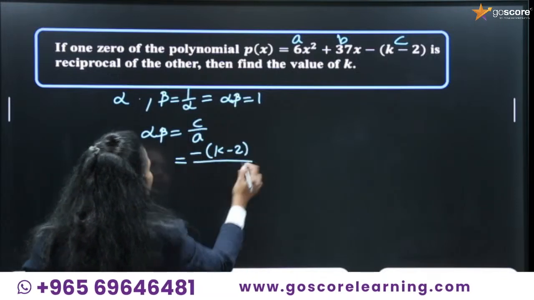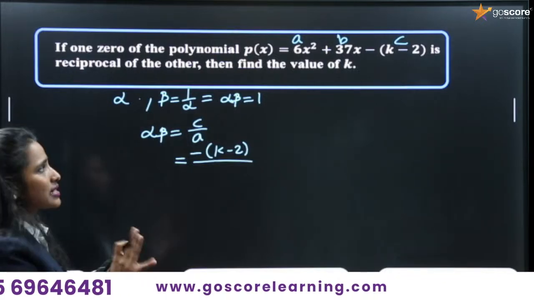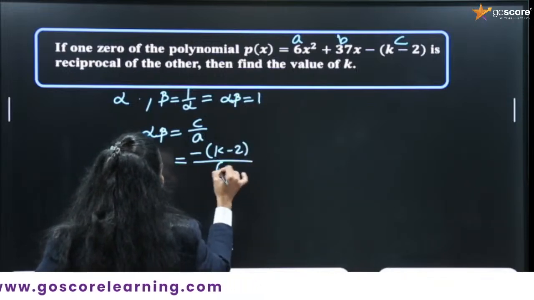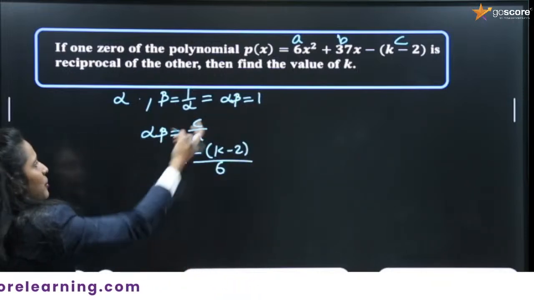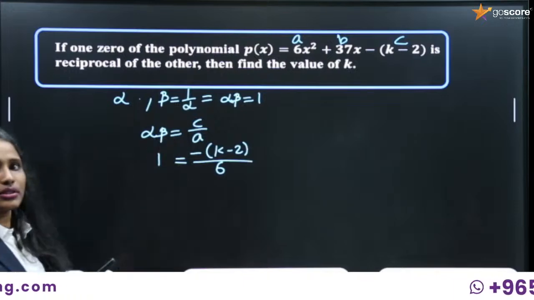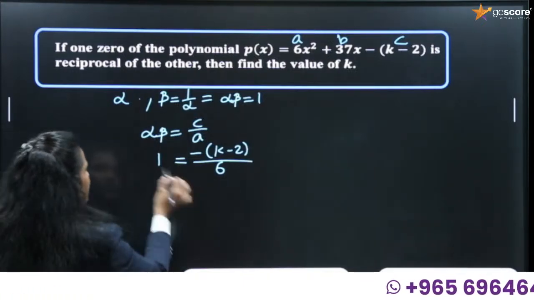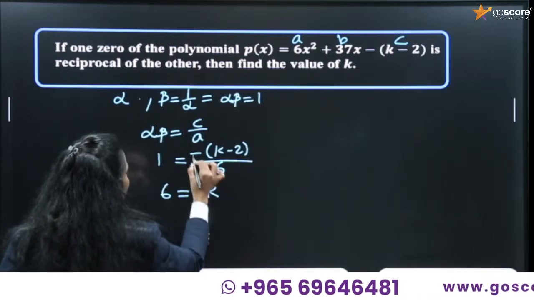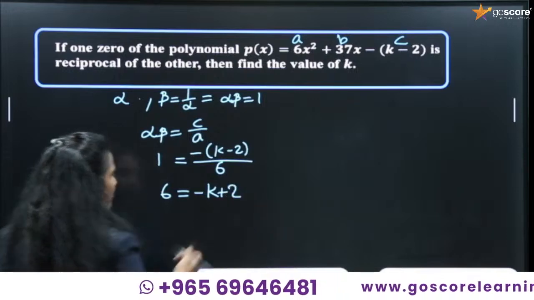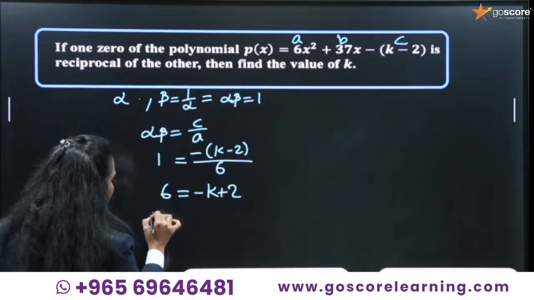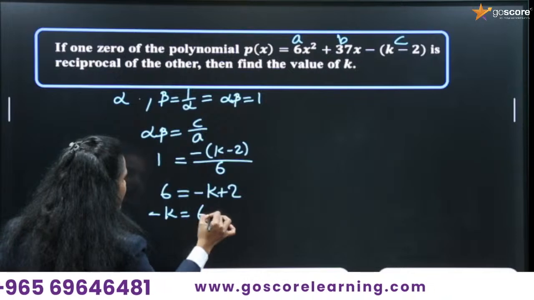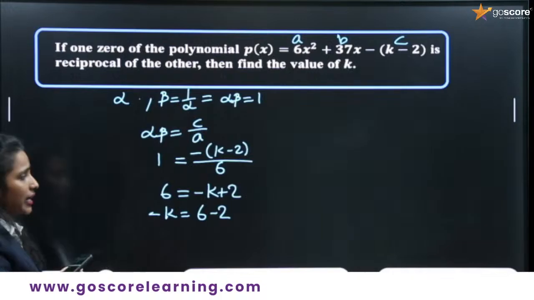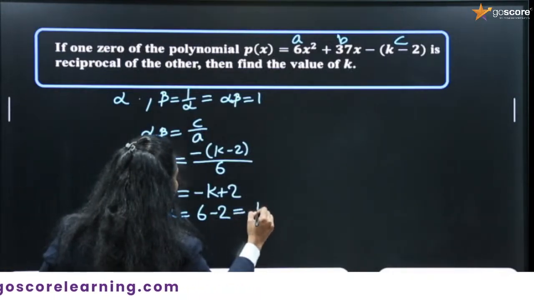Okay, don't simply take k minus 2. The minus is important. So minus of k minus 2 divided by a is 6. Okay, and alpha beta is 1. So this much value is 1. Now transposing the 6. So you will get 6 equal to minus k, minus into minus it is plus 2. Now we have minus k equal to 6 minus 2. I am transposing this plus 2 to the other side, so it will become minus 2. So 6 minus 2, it is equal to 4.